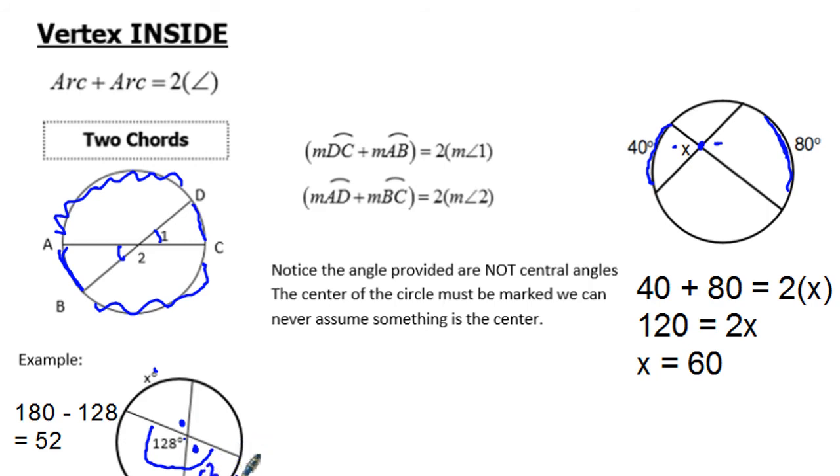Now we can do arc plus arc is equal to 2 times the angle. So we get something like this. Arc is x plus the other arc is 34 is equal to 2 times the angle that's happening inside, it's 52. And then again, just solve for x. So multiply by 2 here, subtract 34 from both sides, we get x is equal to 70.